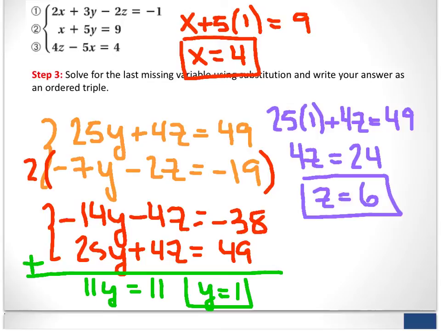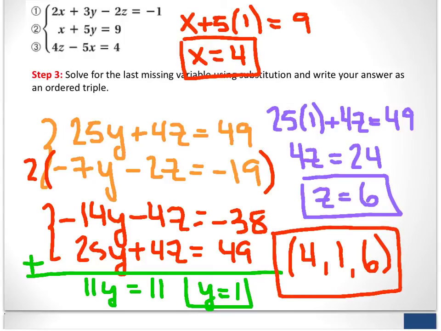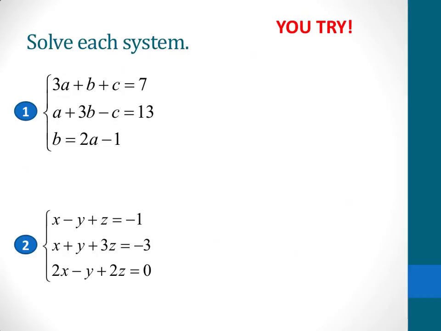Now I know all three values, and I write my ordered triple: 4, 1, 6. And yes, they have to be in order, x, y, z. Now I would take this ordered triple, plug it into each equation, and make sure it works for all three. Go ahead and give these a try.